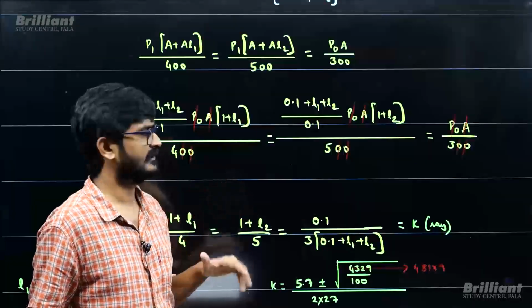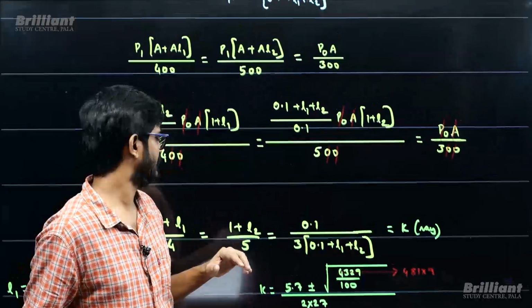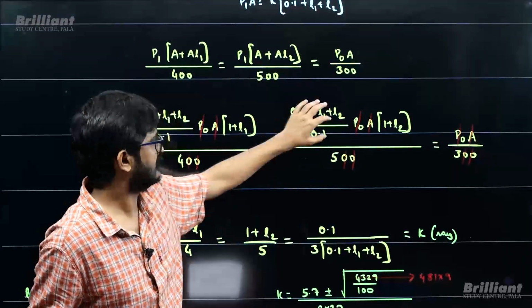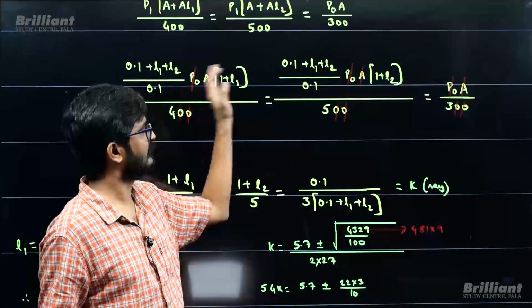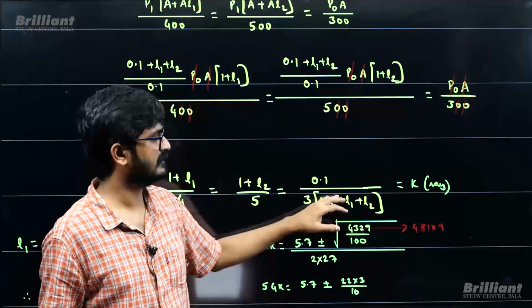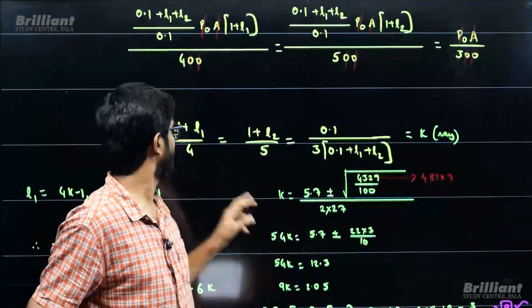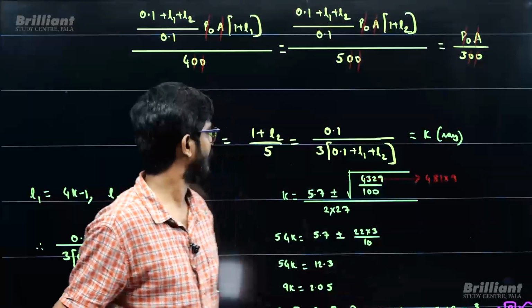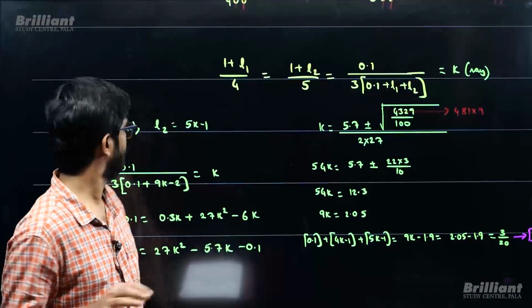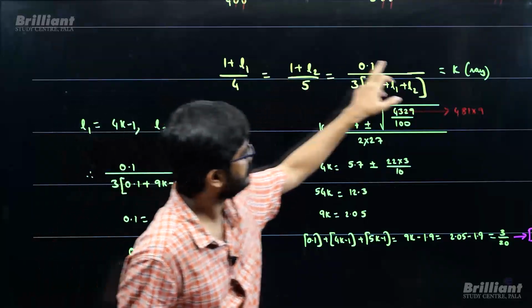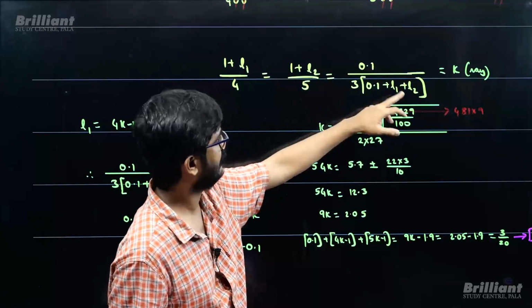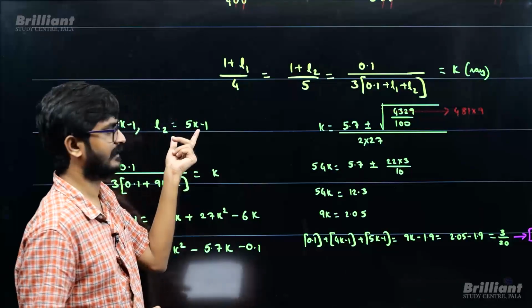Yeah. Now from here I need to solve it. The way I approached it is, I have taken this term to this side and I got something like this. This is in the numerator, right? So it went into the denominator. I am calling this K. So by equating this thing to this thing, I am getting L1 equals 4K minus 1. If I equate this to this, I will be getting L2 as 5K minus 1.